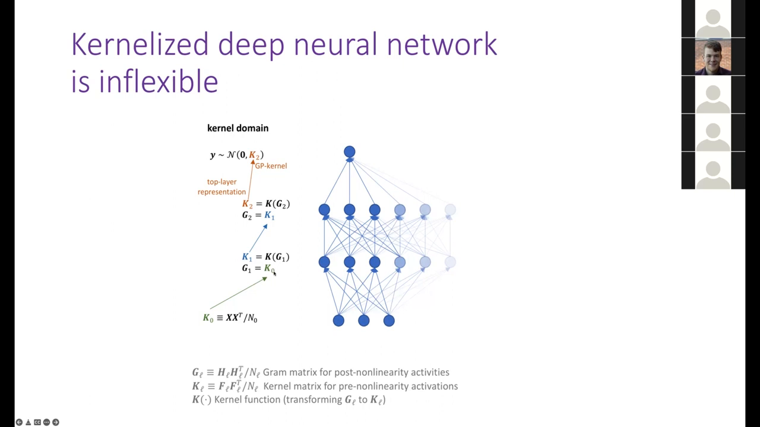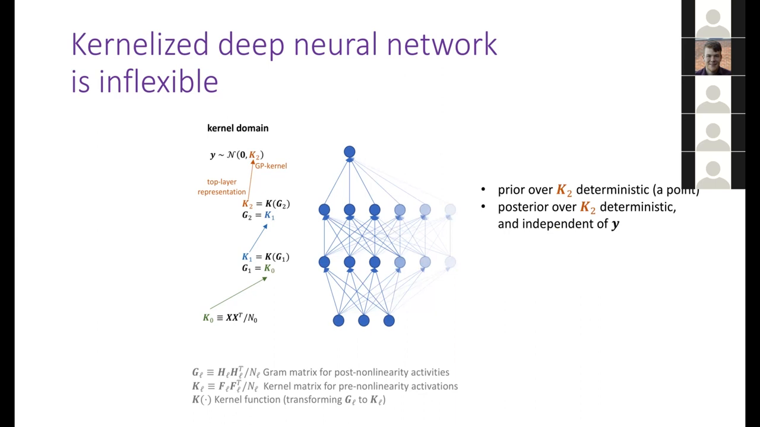Likewise, I'm setting G1 equal to K0, no flexibility. Then K1 equal to this nonlinear transformation. This nonlinear transformation is just a function. Cho and Saul wrote it down. Again, there's no parameters in there. There's no stochasticity. There's no flexibility. And so all the way through, we end up with a deterministic top layer kernel. That happens in the prior, which is kind of bad, but maybe okay. And it also turns out to happen in the posterior if we condition on Y.